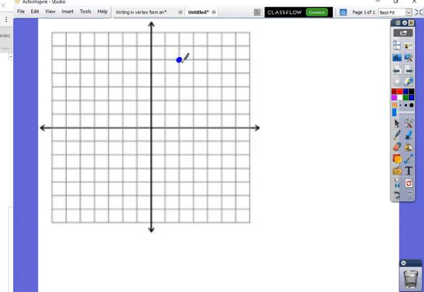Something special about the vertex, that it has an axis of symmetry. So an axis of symmetry goes through this vertex right here, okay? So I'm going to put it right now.